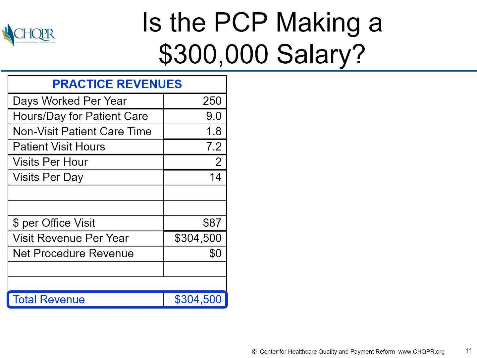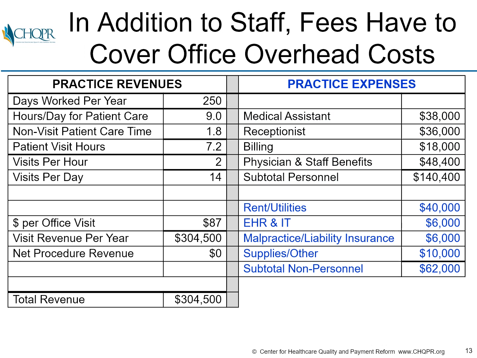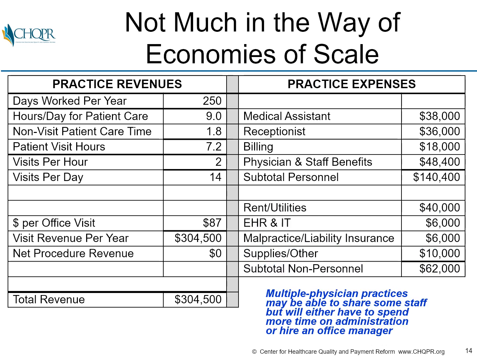Does that mean the primary care physician is making $300,000 per year in salary? No, because the physician first has to pay the staff in the practice, such as the medical assistant, receptionist, and any staff or contractors that do billing for the practice. The revenue also has to pay for rent and utilities, the electronic health record system, insurance, supplies, and other expenses. These expenses are generally proportional to the number of physicians. Studies have shown that there really isn't much in the way of economies of scale for practices with multiple physicians, and in some cases their expenses are actually higher.